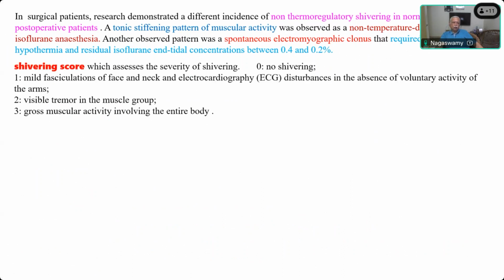So the shivering score, as Risha correctly said, has 4 grades. Grade 0 means no shivering, and in grade 1, you have mild fasciculation of the face and neck, and electrocardiography disturbances are present in the absence of voluntary activity. In grade 2, you will find visible tremor in the muscle groups. And in grade 3, muscular activity involving the entire body is there. Violent shakes will be there.